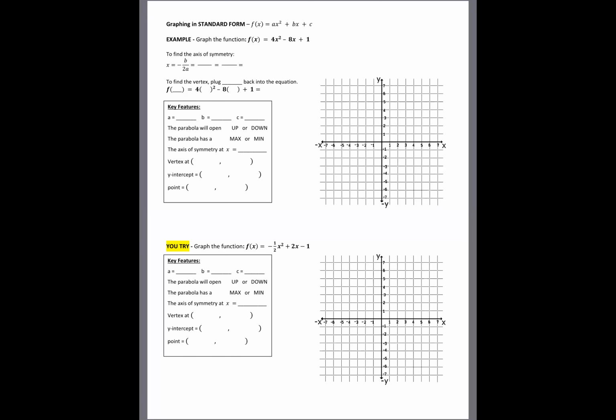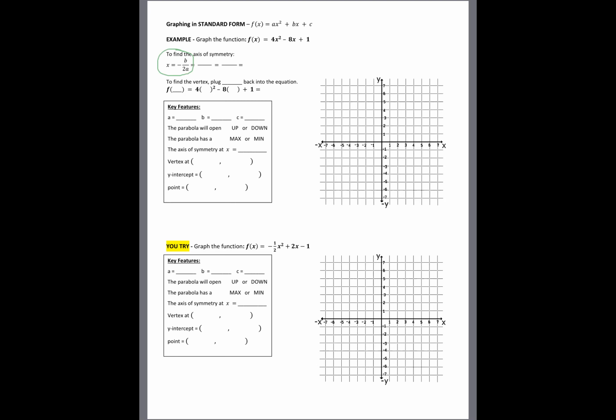Okay, let's try this now. So here we have an example of a graph in standard form. So first thing we want to do is figure out where the vertex is. So you might remember the formula for vertex. To find the x coordinate, you're just going to do negative b over 2a. And then whatever value that gets you, you're going to take that value and plug it back in for x into the original function and see what comes out. And that'll get you your y coordinate. So to find the vertex, it's really a two-step process in standard form.